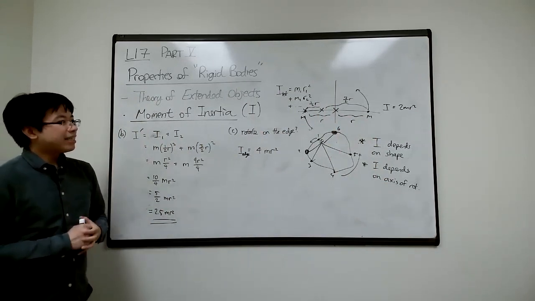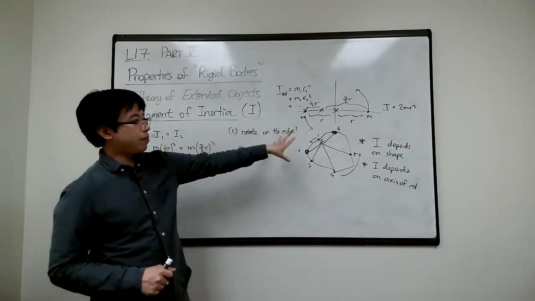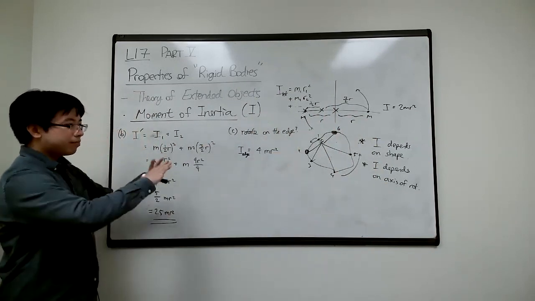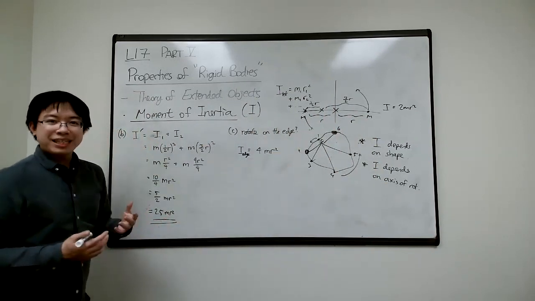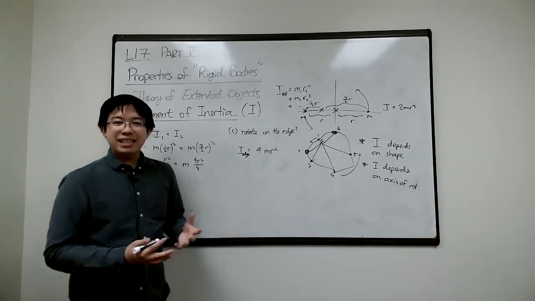So these are all sorts of point masses. How about common objects? Let's address that in a separate video.